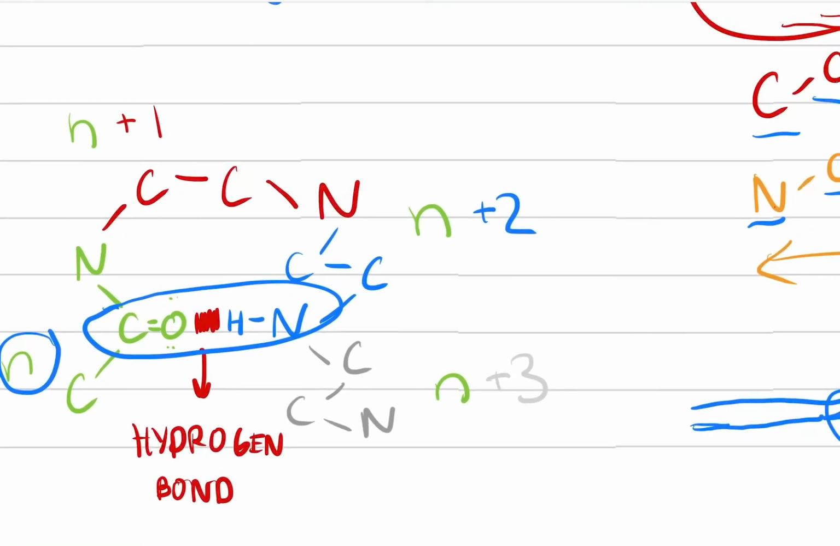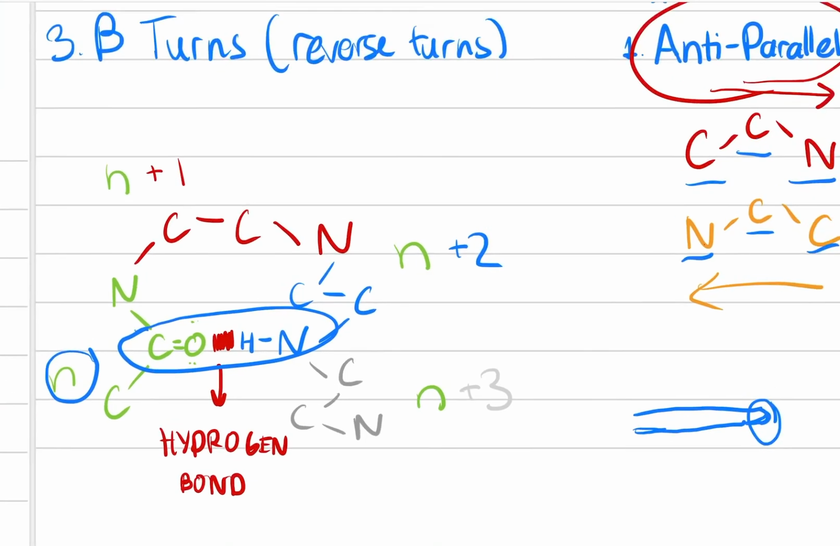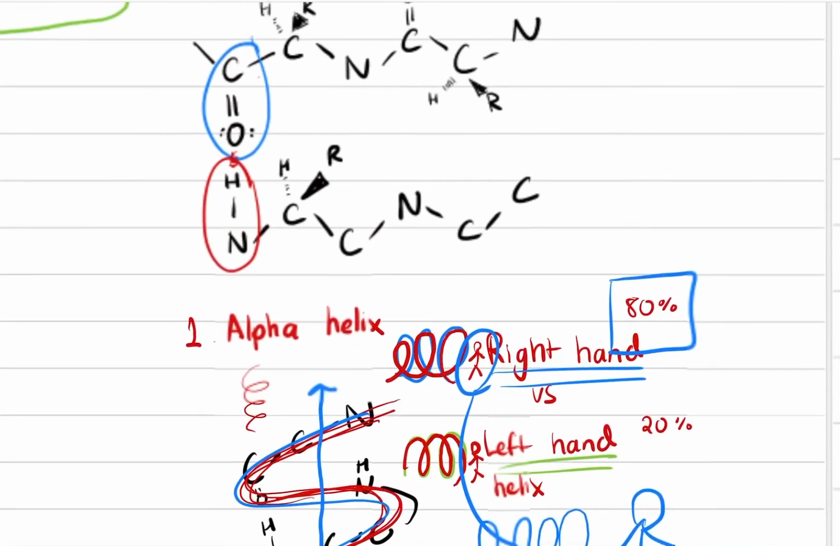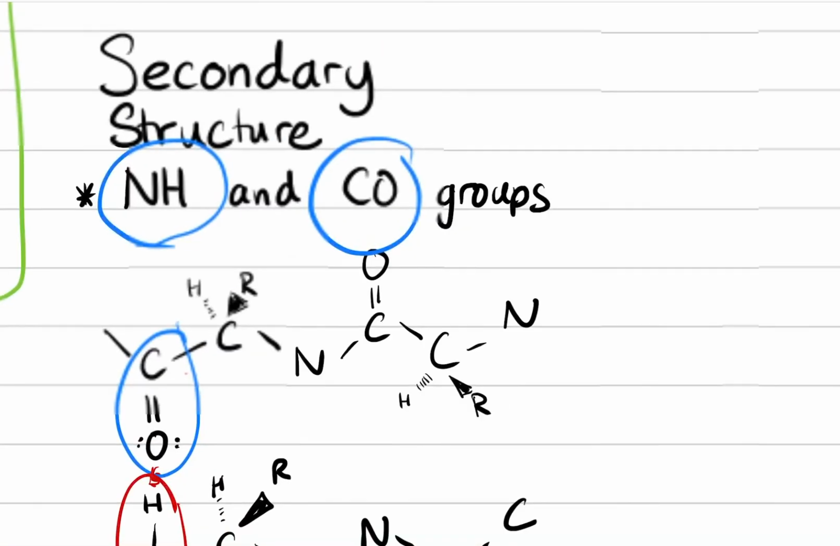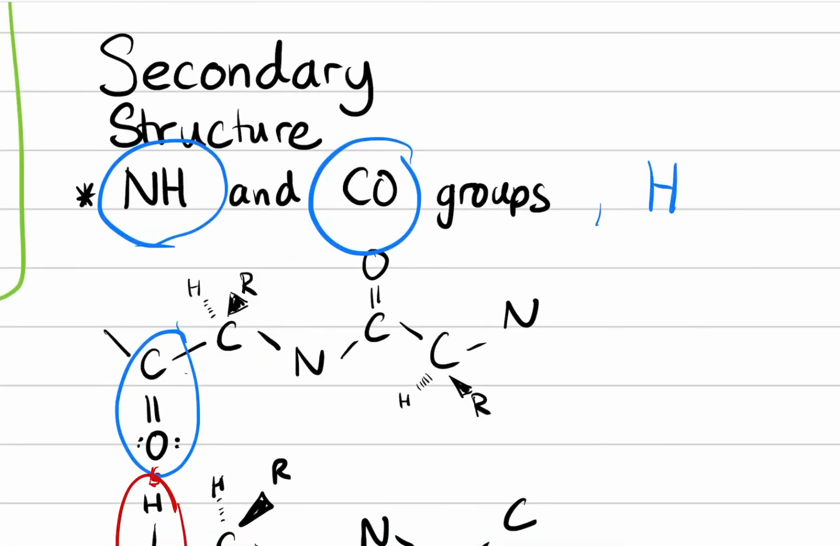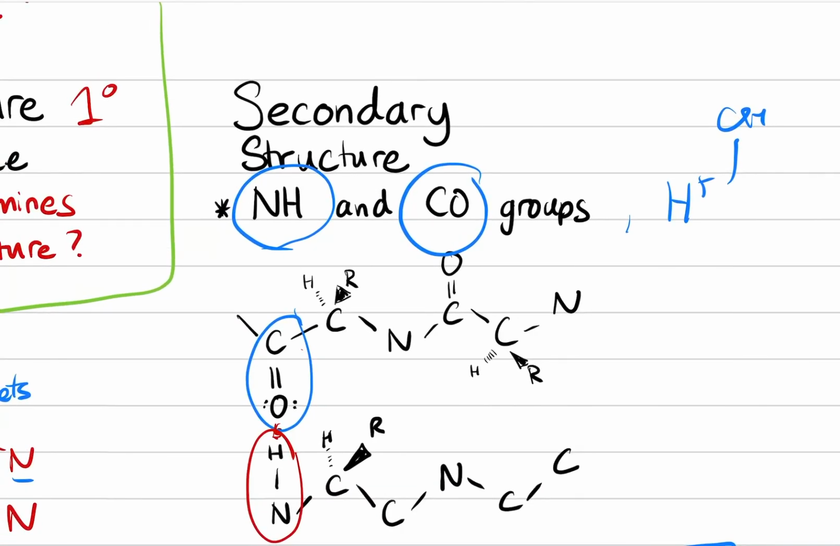So the polypeptide. What I really want to say is it all boils down to the interactions between the NH and the CO groups and the H plus groups that are interacting with the OH as well. So that's all secondary structures are.